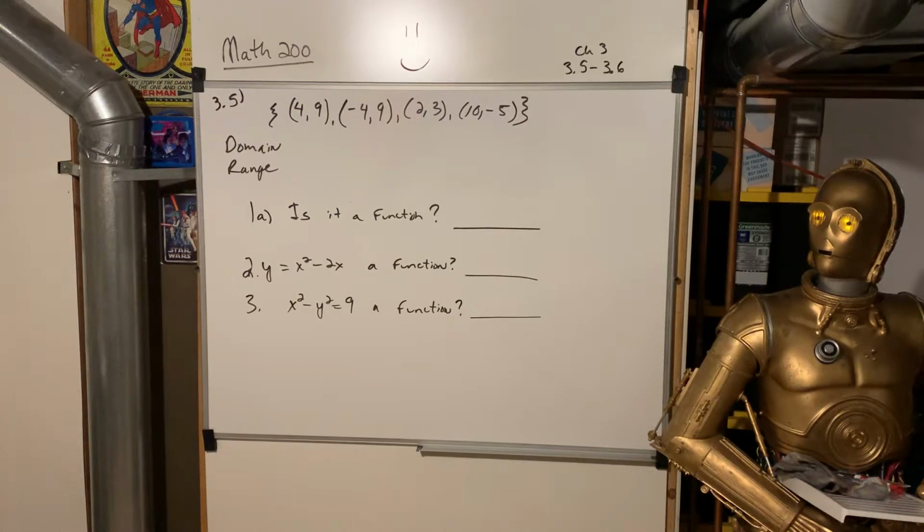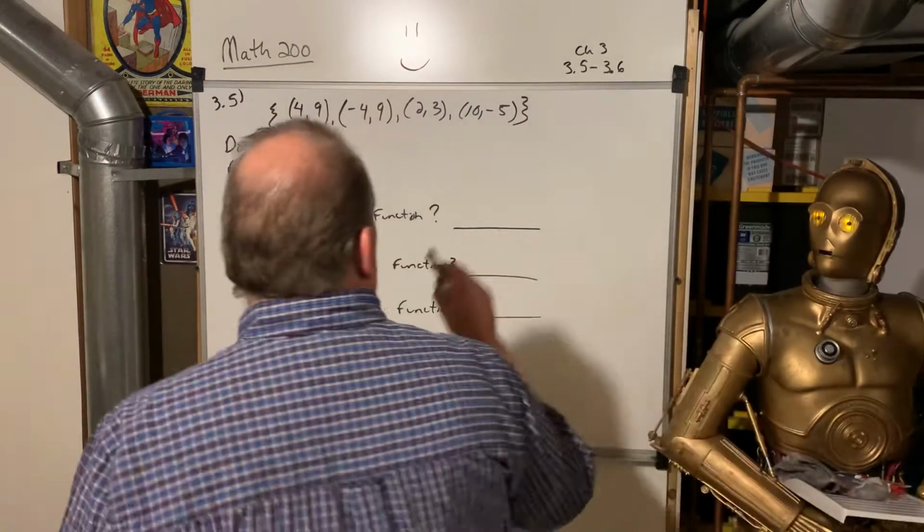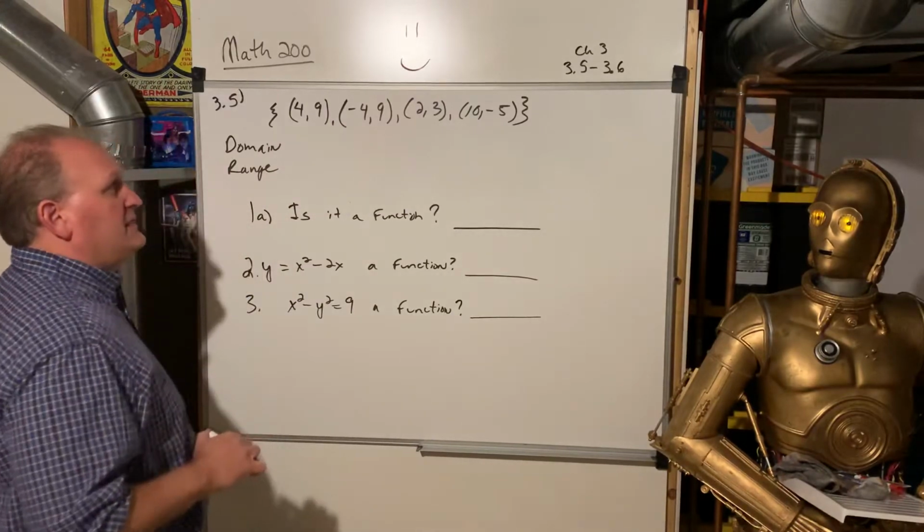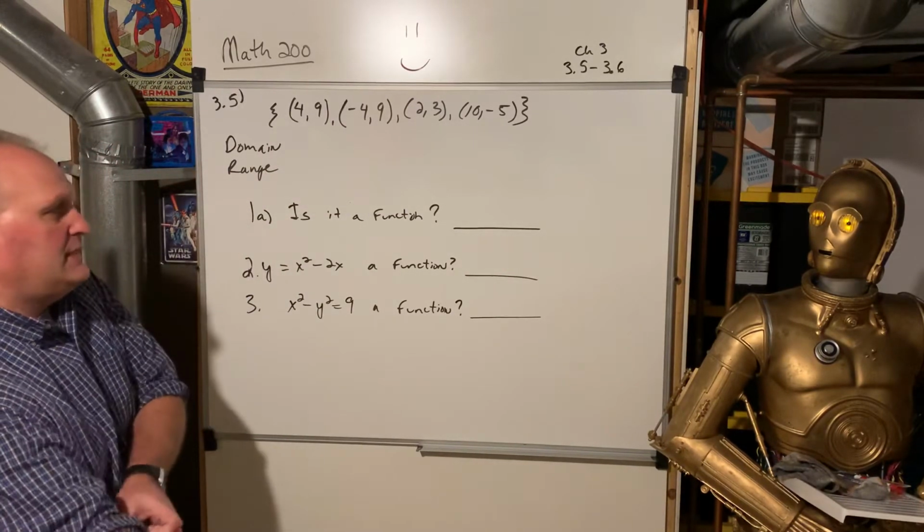Okay, we are back. This is Math 200. We're looking at Chapter 3. This video is going to cover 3.5 and 3.6.